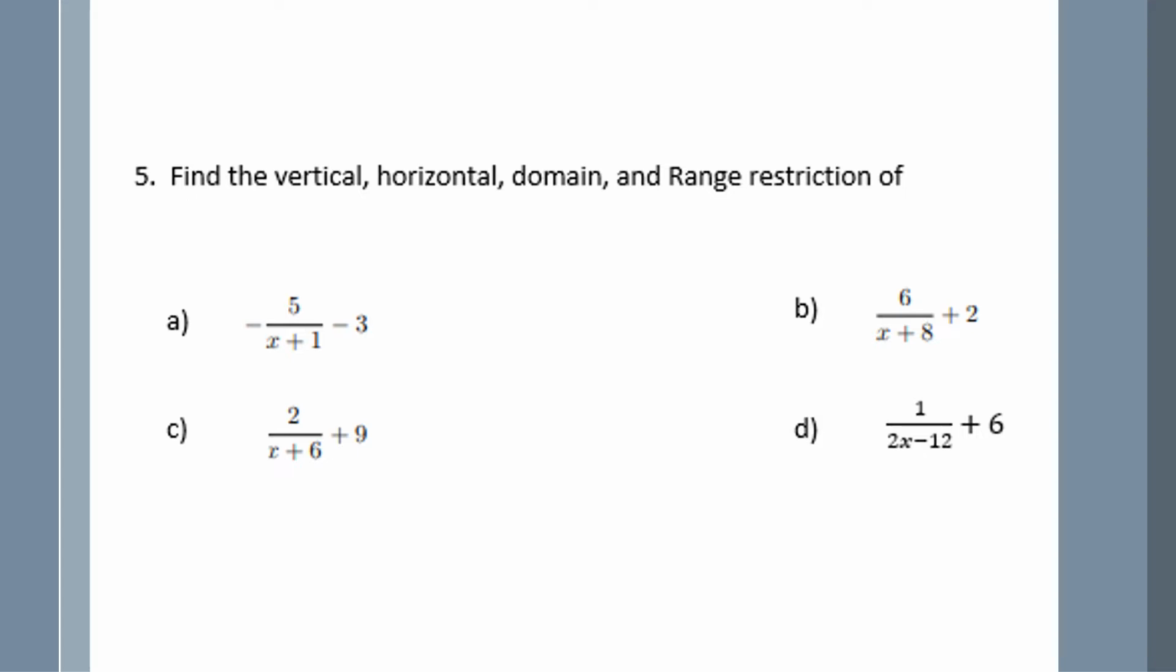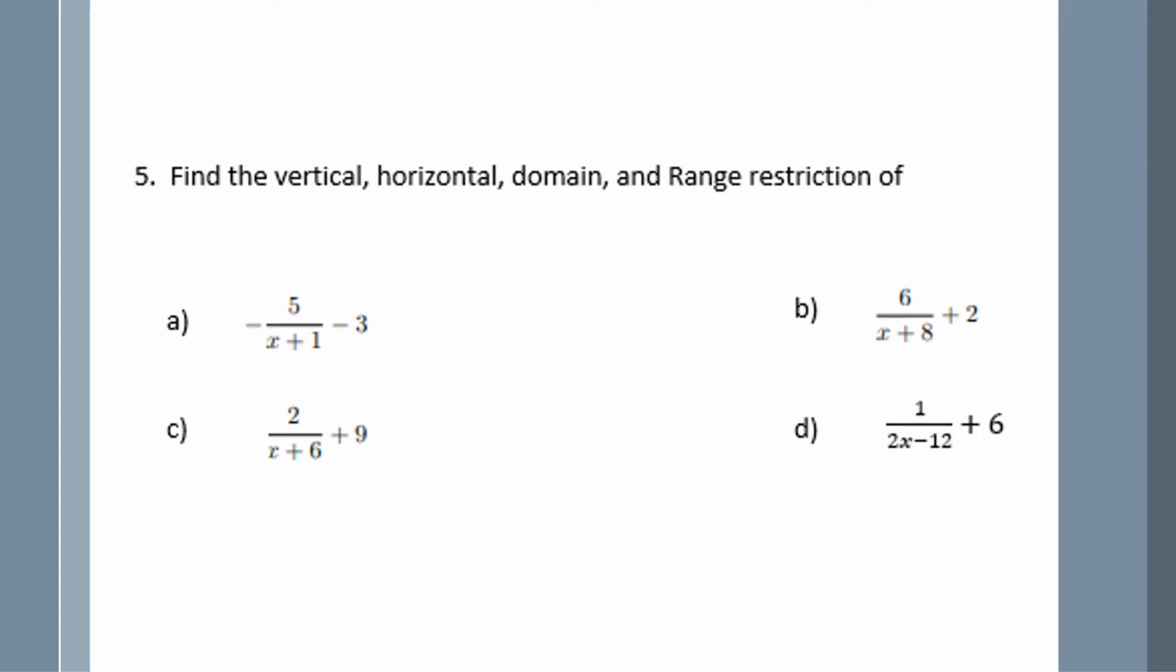All right, let's get started. What about the vertical asymptote? Remember, the vertical asymptote is where it cannot be because of the domain restriction, meaning that if it happens, it becomes undefined. So let's look at A.